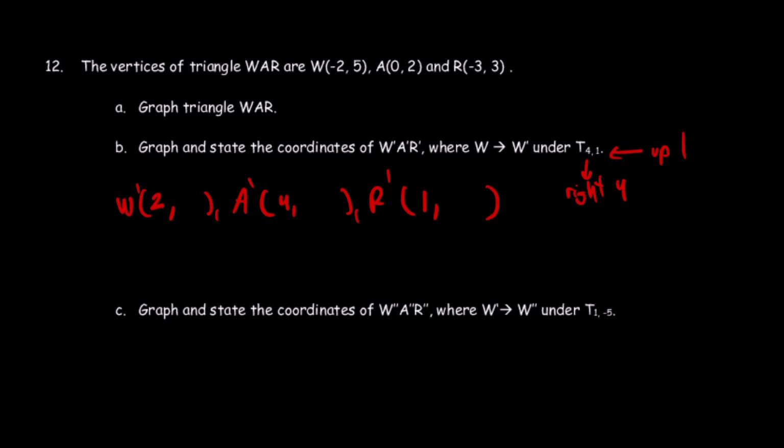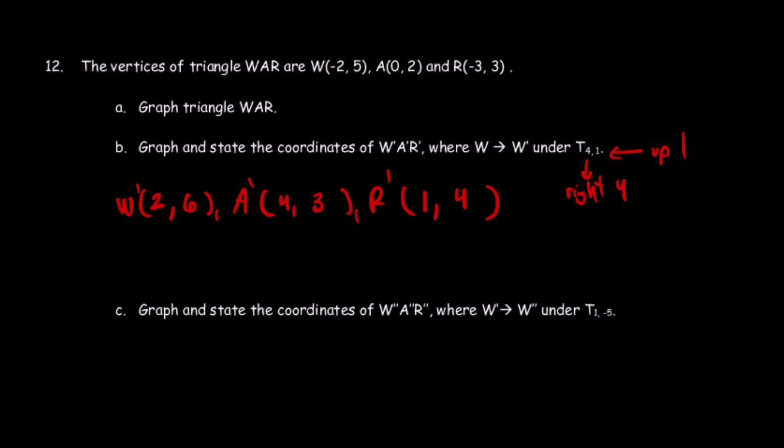That becomes a 1. So you're doing the same thing 3 times. Now what I need to do is add 1 to all the y coordinates. All right, well, that's pretty easy. So the W prime, 5 plus 1, that would be a 6. The A prime, 2 plus 1, that would be 3. And the R prime, 3 plus 1, that would be 4. Then you could plot those points.